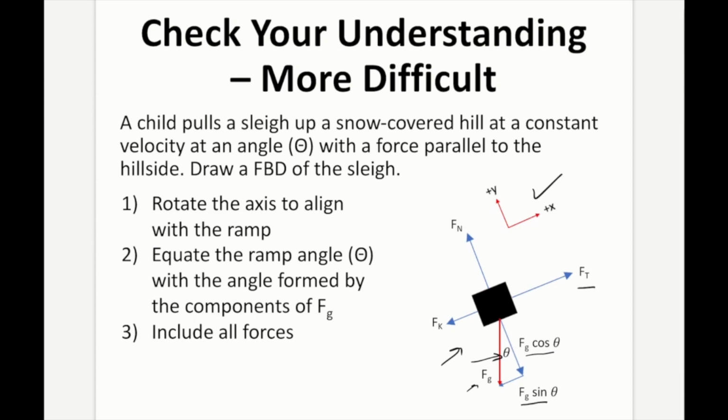Ft could also be called force applied. We have Fn, and Fn on our ramps is going to equal Fg cos theta. It's the one that's exactly opposite to it. And then we have Fk, the kinetic friction. So when doing your diagram, make sure you turn your axes and make sure that your theta angle is equal to the angle that the ramp makes.